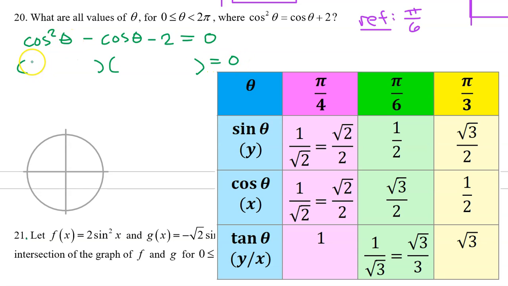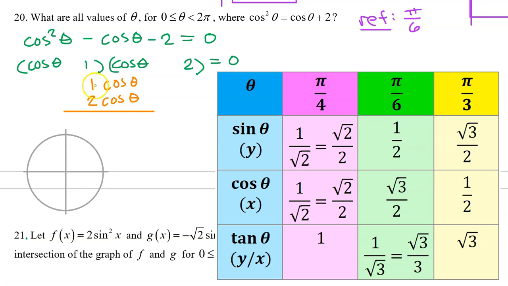Cosine squared theta is going to be cosine theta times cosine theta. Now I look at the 2. I'm ignoring the negative sign for now. The only way to multiply and get 2 is if I do 1 times 2. Then I'm thinking inner plus outer must equal the middle. Inner is the product of these two, so that's 1 cosine theta. Outer is the product of these two, so that's 2 cosine theta.